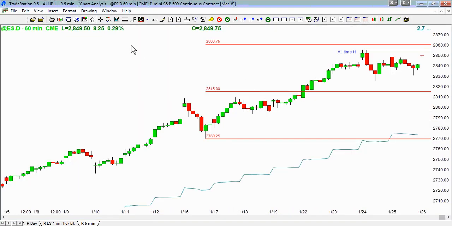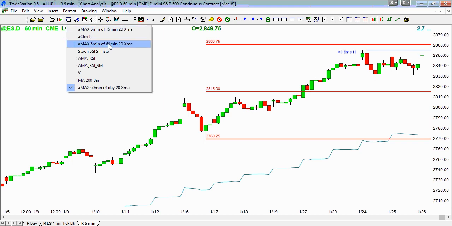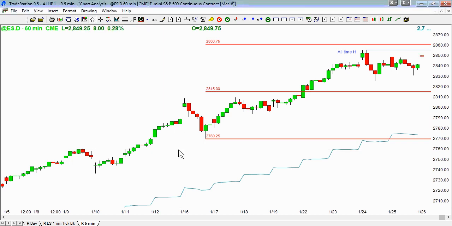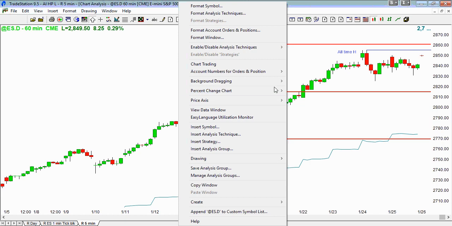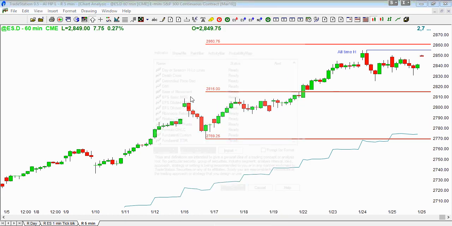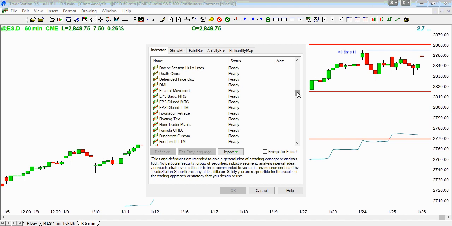The 60-minute chart. Where's my moving average? Let me add the moving average in there. Anyway, the 60-minute chart went sideways in a bull trend, and therefore it's probably a bull flag.